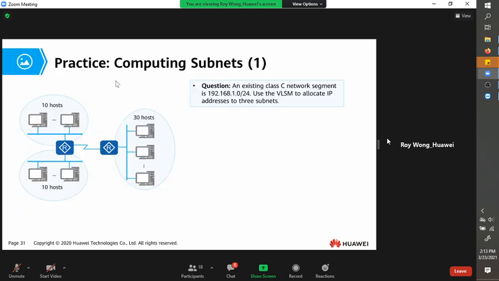Okay, let's see. Right now, sekarang dia ada satu practice soalan. Questions: an existing class C network segment, dia guna IP ini. Use the VLSM to allocate IP addresses to the three subnets. Dia ada 3 subnet ini: 10, 10 dan 30. So, macam mana you gunakan satu subnet ini share used by these 3 different groups? Okay, how to do that?